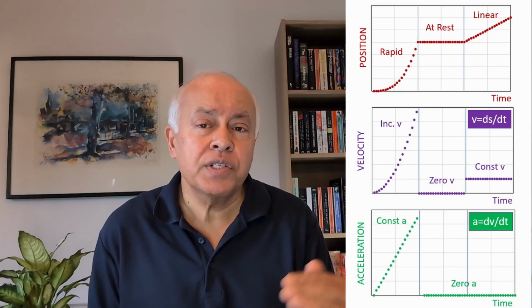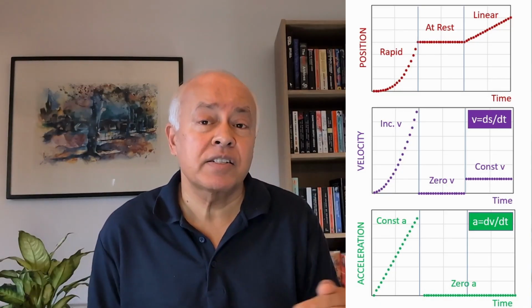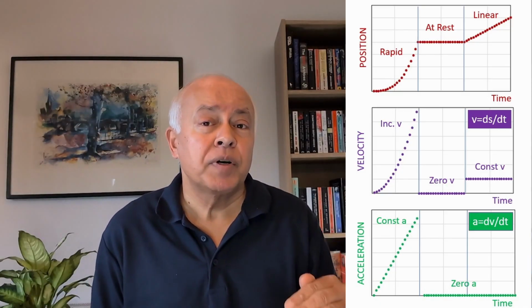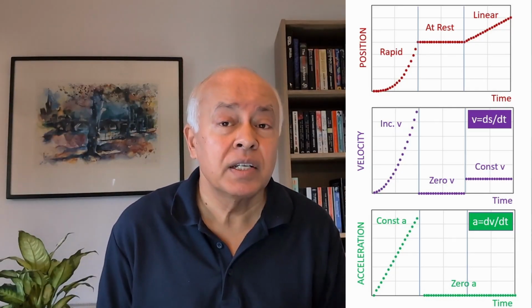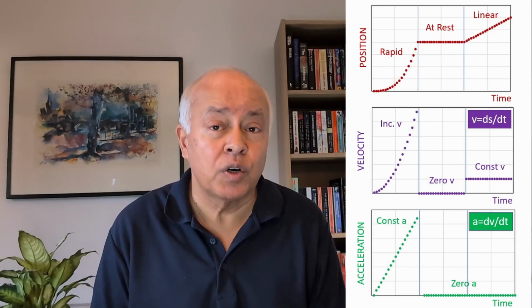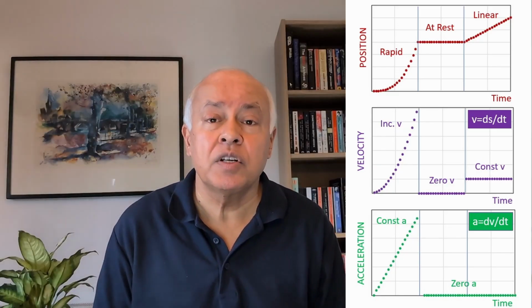We have differentiated displacement to get velocity, and now we differentiate velocity to get acceleration, and we get a plot like this. So when the velocity v is increasing, then the acceleration is constant. But when the velocity is either zero or the velocity is constant, then the rate of change of velocity is zero, and hence acceleration is also zero.